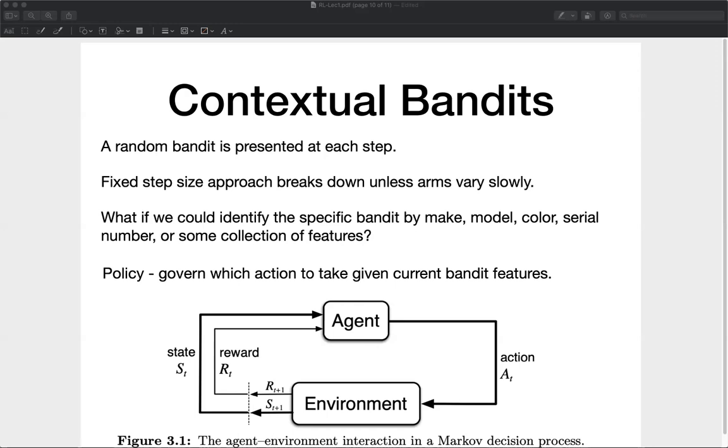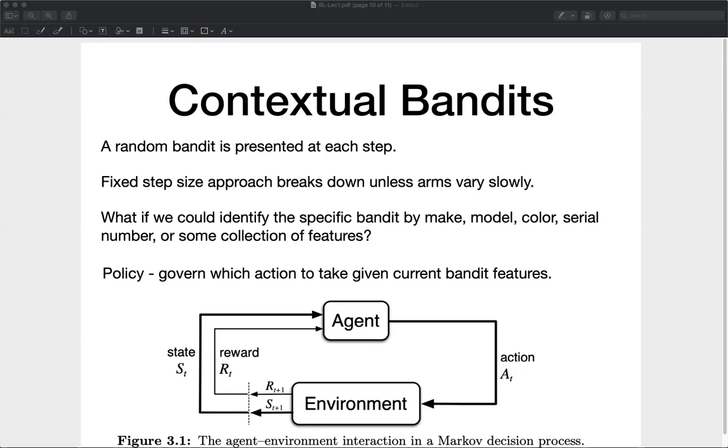So this isn't going to help. So what do you do, right? This is where we say, can we use the context? Can we maybe, before we start, look at the color of the slot machine, or look at the make and model of it, or if you really want to get specific, maybe its serial number? In other words, we're saying, are there features of the machine that we can use to identify it, and that is going to influence what action we take, right?